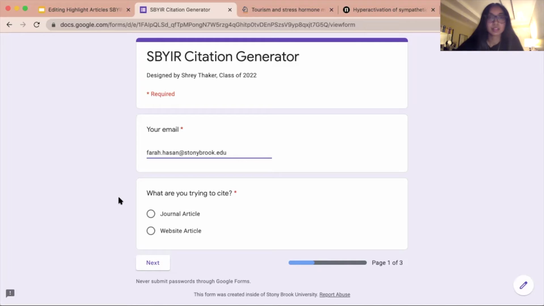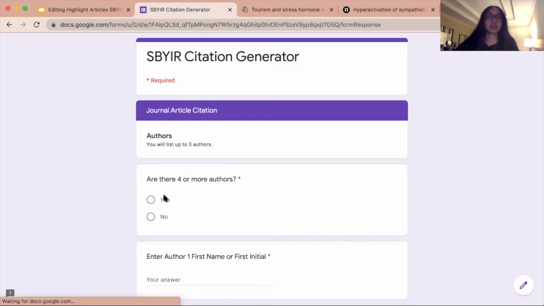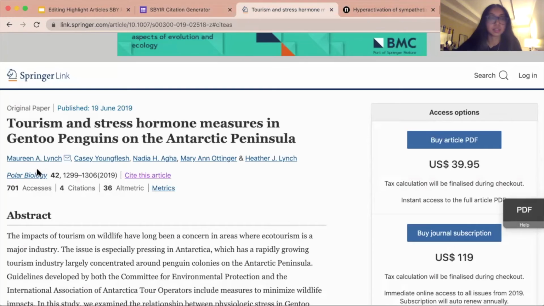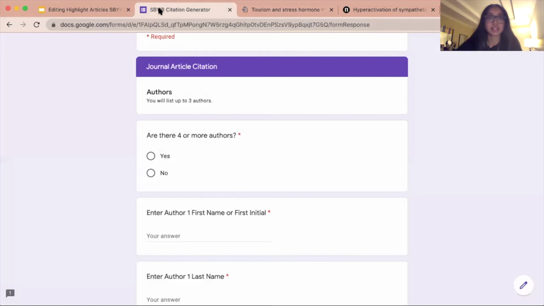Okay, so what are you trying to cite? So the thing that we're trying to cite is a journal article. So I'm gonna put that and then click next. Okay, so it asks me, are there 4 or more authors? So I'm gonna look over here. So we have 1, 2, 3, 4, 5 authors. So the answer is yes.